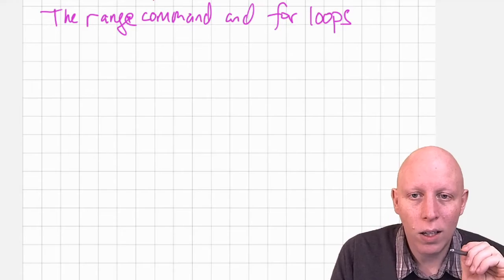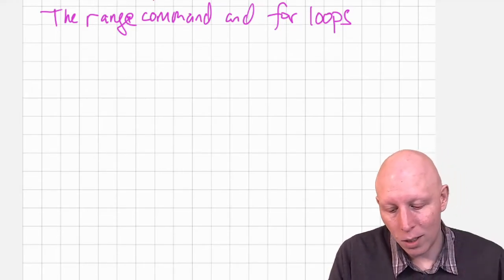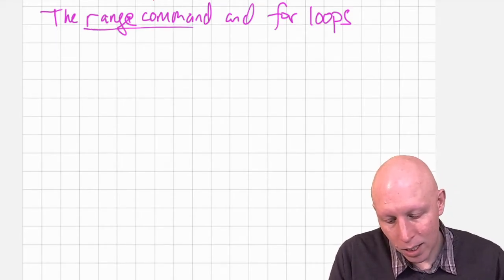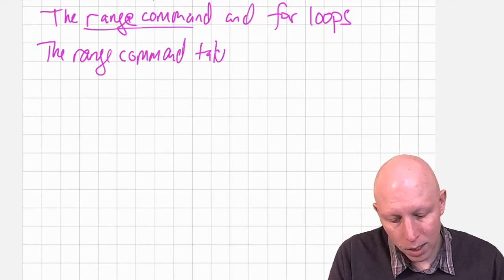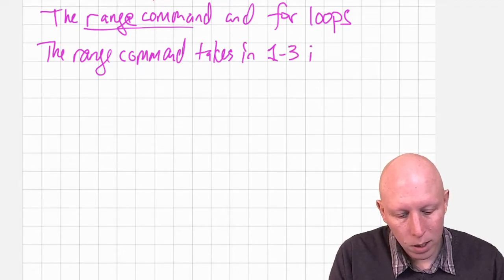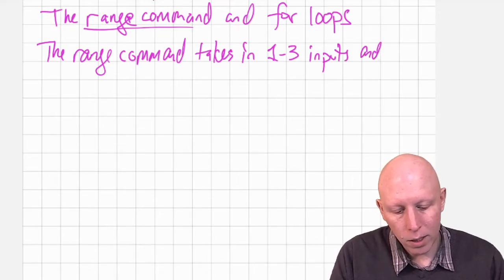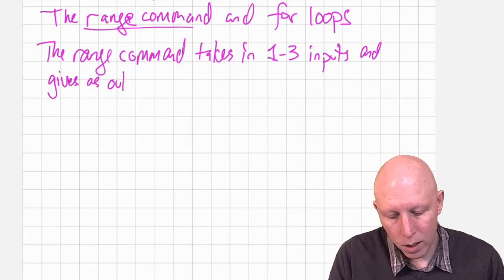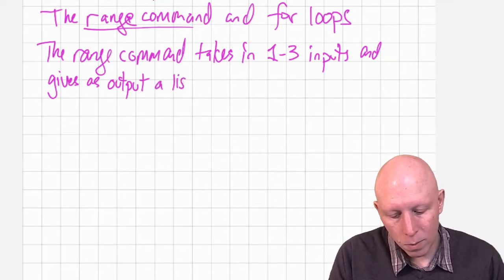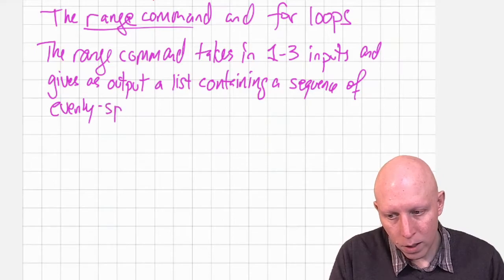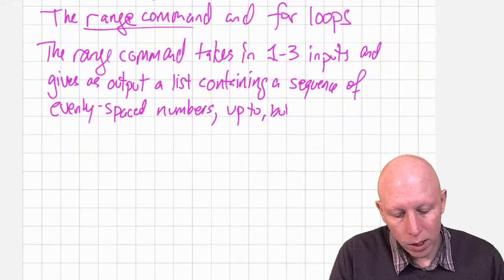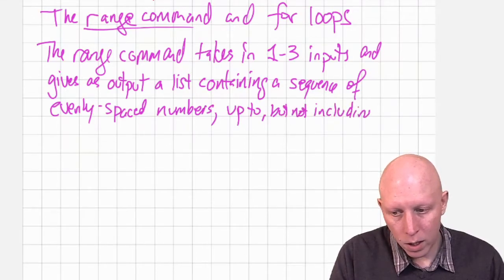To do that well, we first want to introduce another command called the range command. The range command takes in 1 to 3 inputs and gives as output a list containing a sequence of evenly spaced numbers, up to, but not including, the last number.